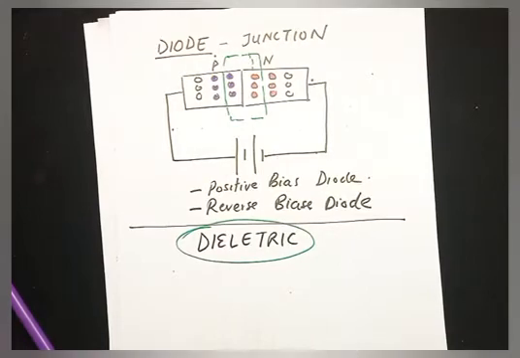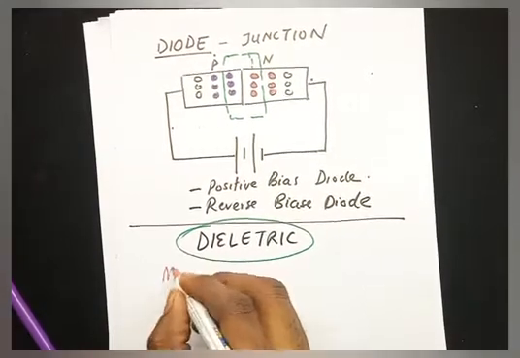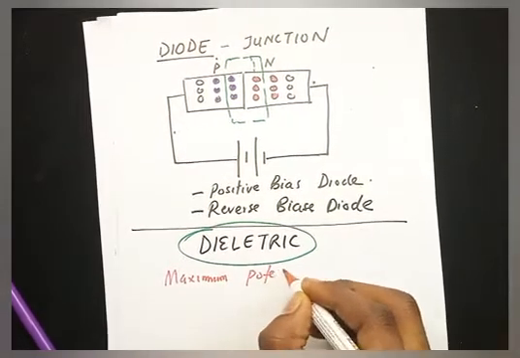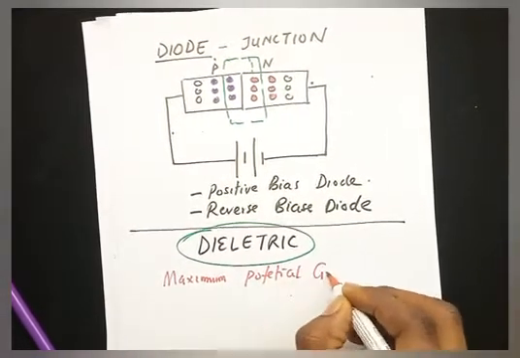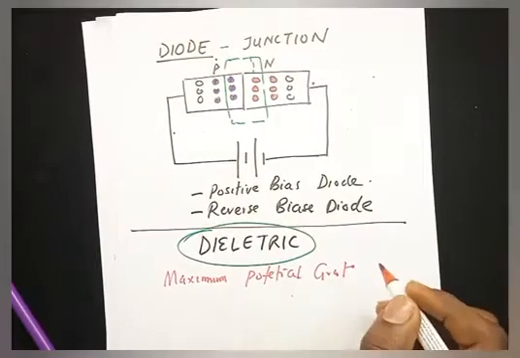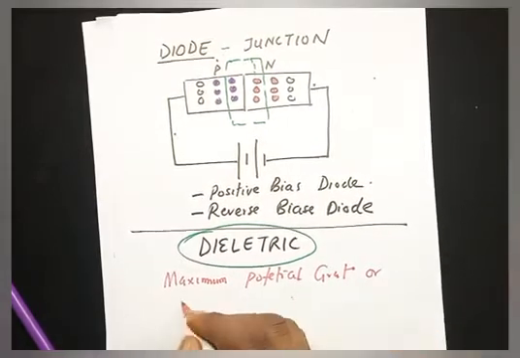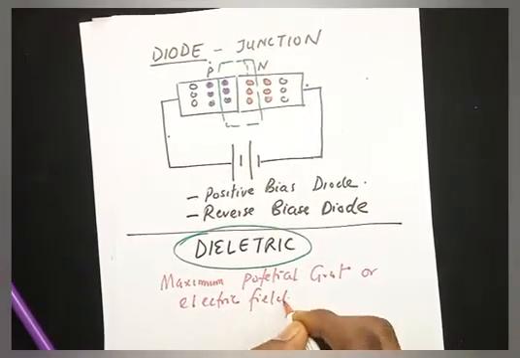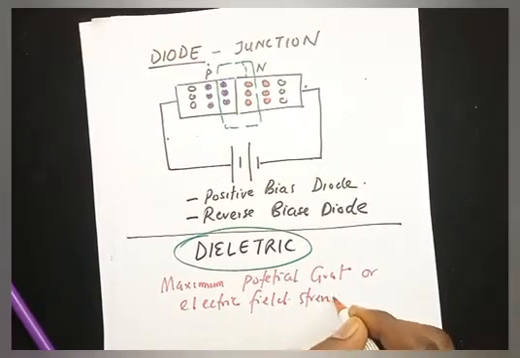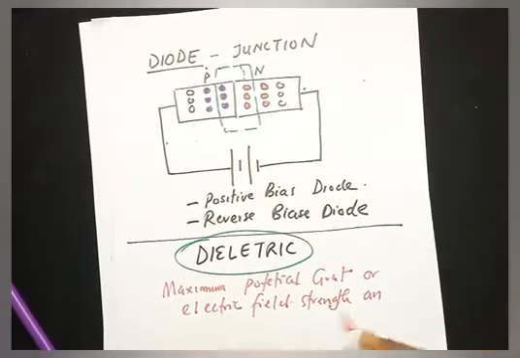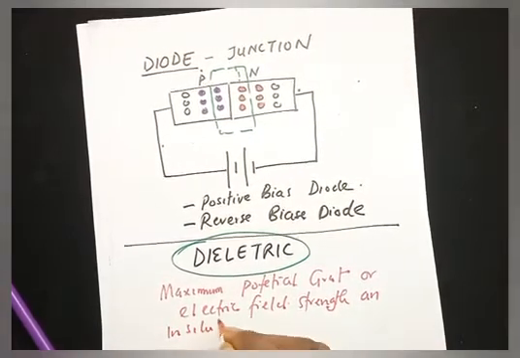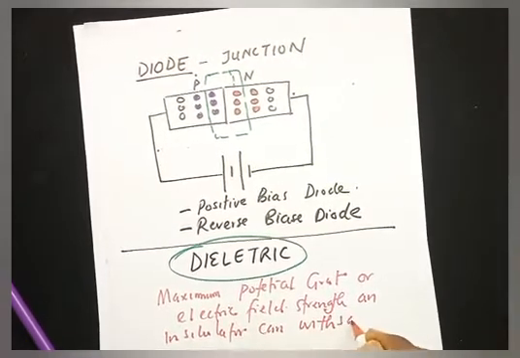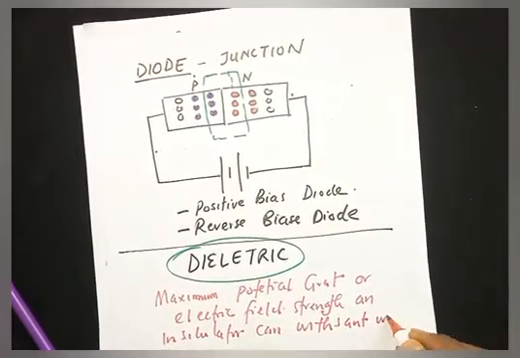and you have to pay close attention now, is the maximum potential gradient or electric field strength that an insulator can withstand without breaking down. Don't mind my spelling here.